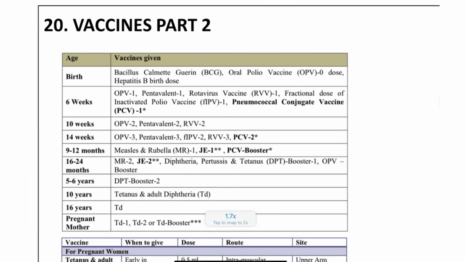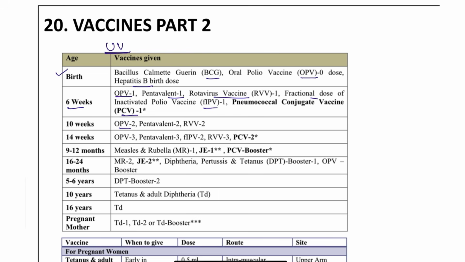Next, vaccine part 2, that is the universal vaccination schedule. At birth, we are going to give BCG, OPV 0 dose, and the hepatitis B birth dose. At 6 weeks, it is given OPV 1, pentavalent 1, rotavirus 1, fractional dose of IPV 1 and the pneumococcal conjugate vaccine 1.